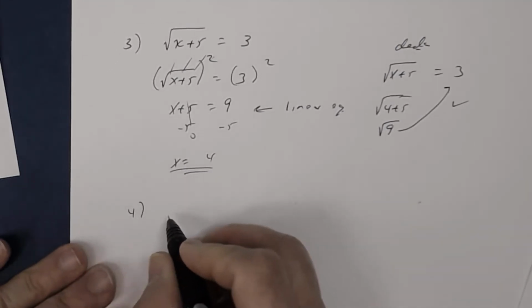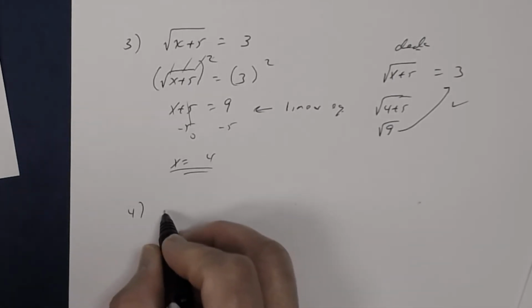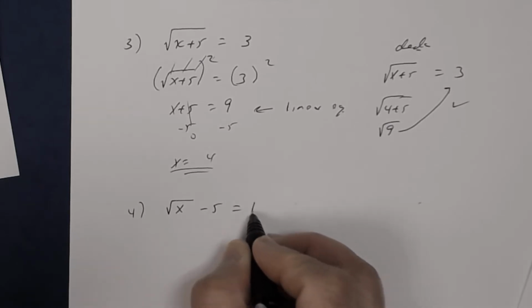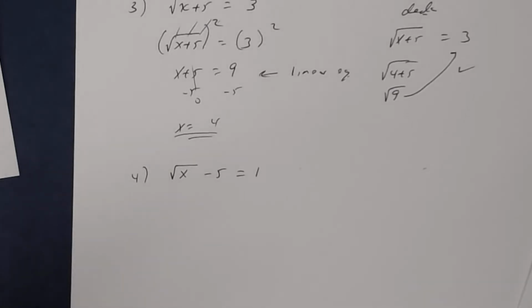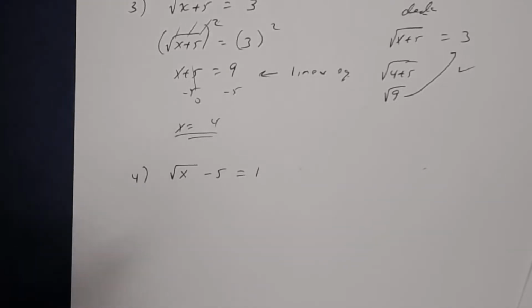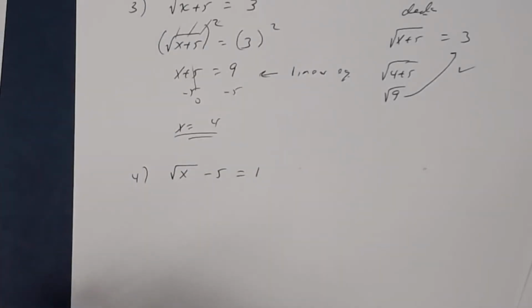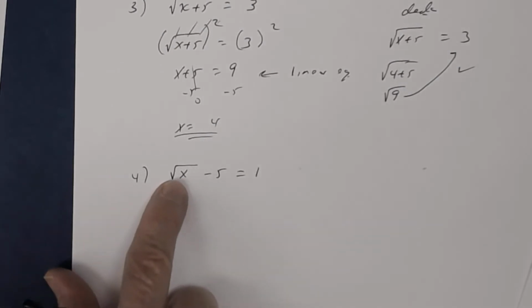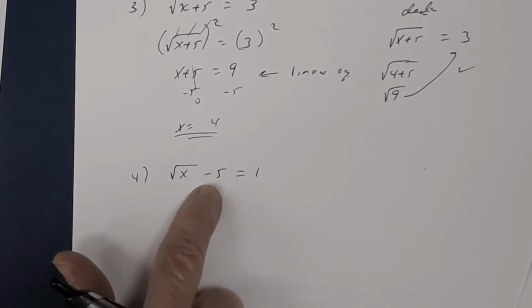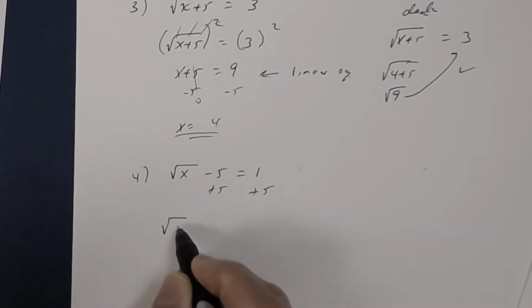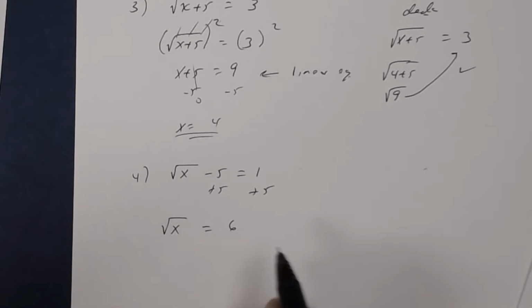Okay? Number 4. Suppose in number 4 we had the square root of x minus 5 is equal to 1. All right, what's the first thing you should do? First thing you should do, remember the steps. The steps of solving a radical equation is to make sure you get the radical by itself. Get the radical by itself. So is the square root of x by itself? No. So I need to get rid of this, subtract 5. So I'm going to add 5 to both sides, just like this. So I get the square root of x is equal to 6.